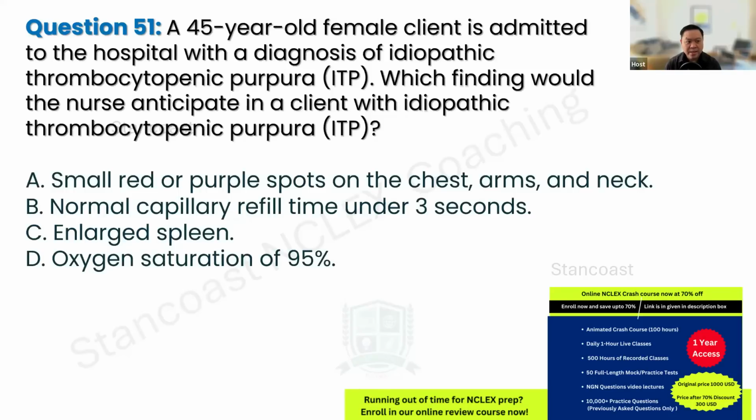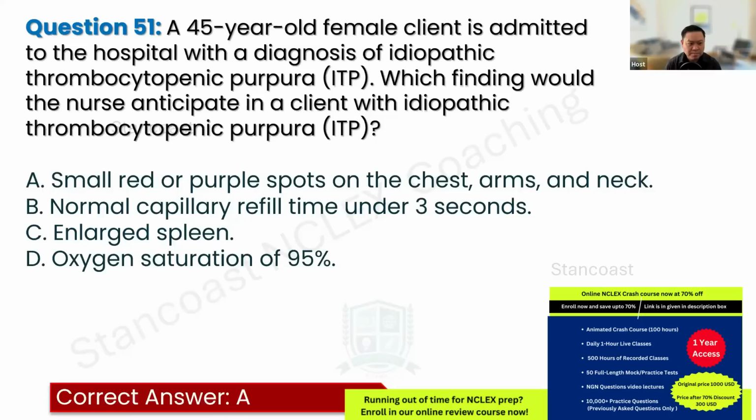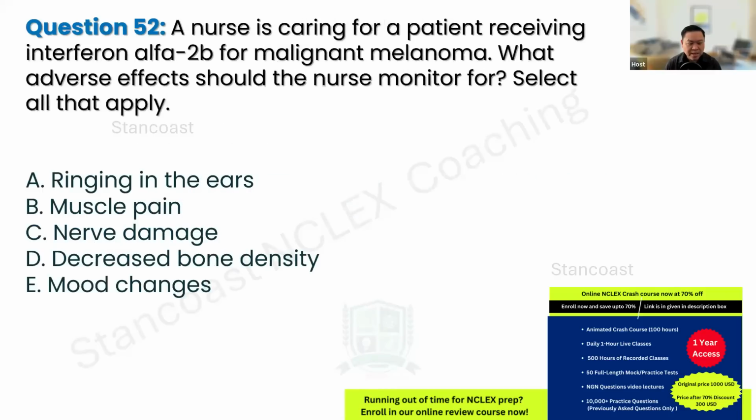Number 51. A 45-year-old female client is admitted to the hospital with a diagnosis of idiopathic thrombocytopenic purpura. Which finding would the nurse anticipate in a client with idiopathic thrombocytopenic purpura? Looks like this is a repeated question. Let's skip that one.